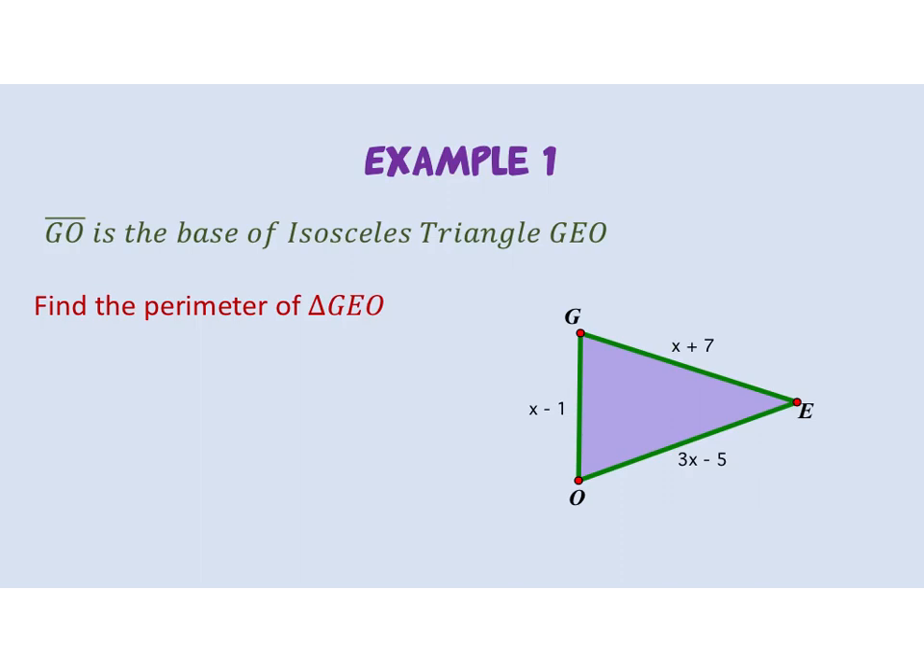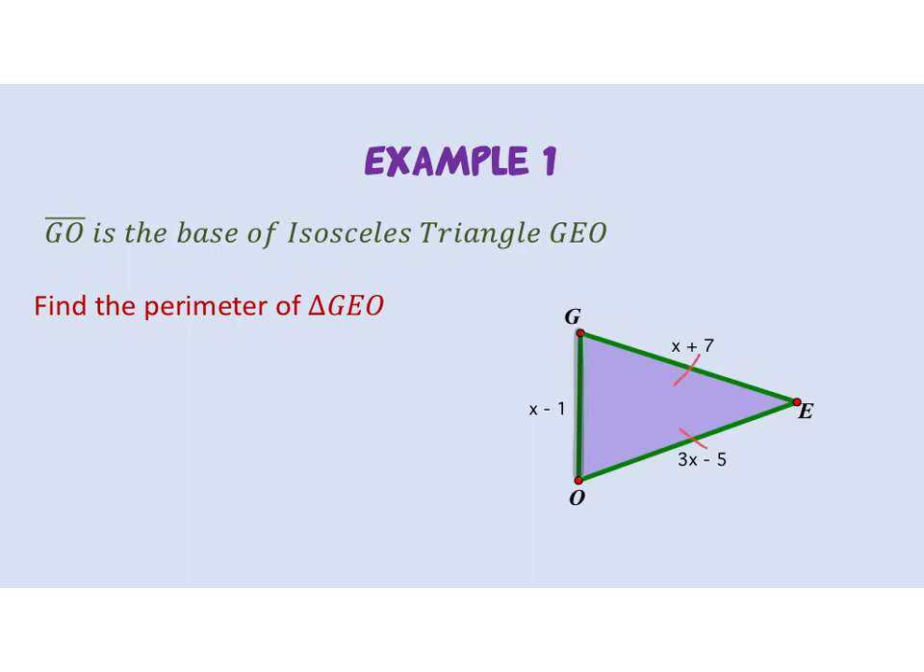Okay, so let's take a look at our first example here. It says segment GO is the base of isosceles triangle GEO. Well, if GO is the base, then that means my other two sides have to be the legs. So in an isosceles triangle, the legs are congruent.